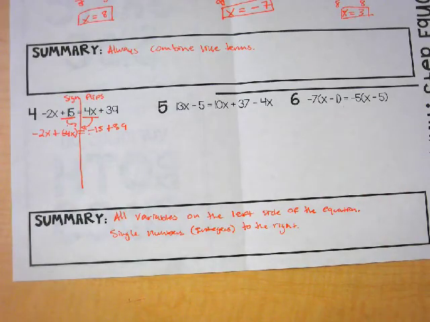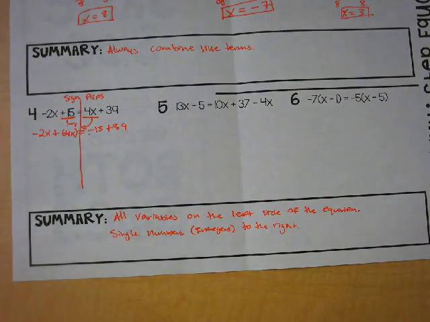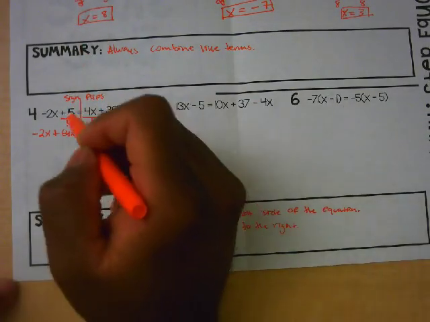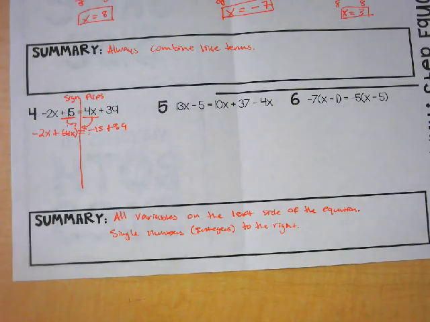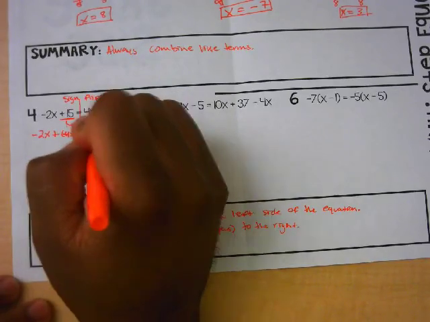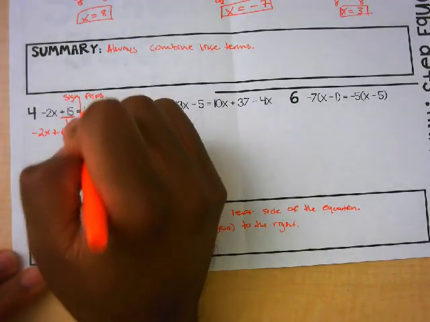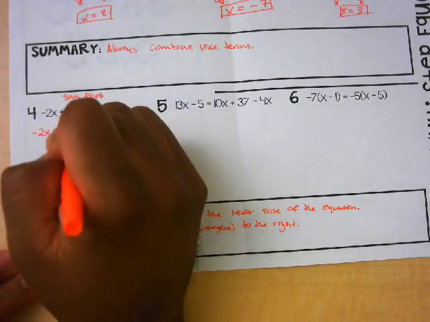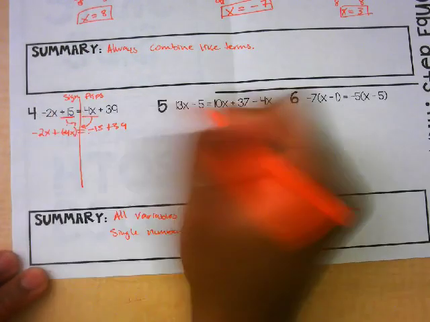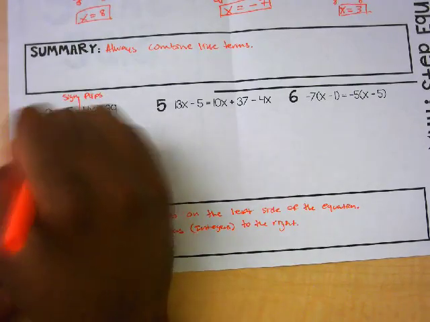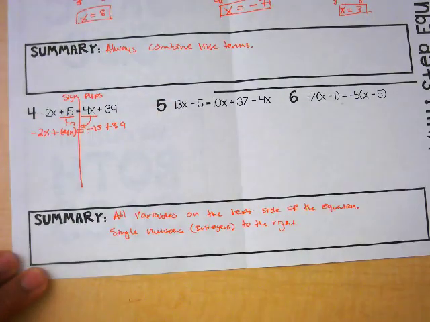So again, I know this is your first time seeing it, so it's a bit confusing. We move the 4x over to the left side. We want all of our variables on the left. When I do that, this goes from a positive 4x to a negative 4x. And so we have negative 2x plus this negative 4x. I could have also written negative 2x minus 4x, either way.